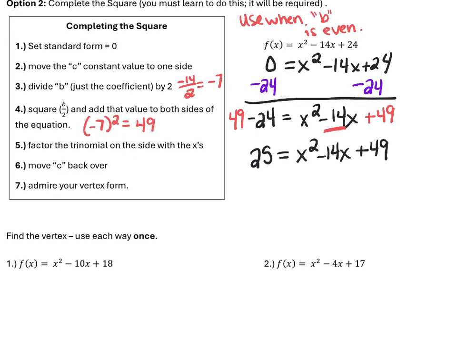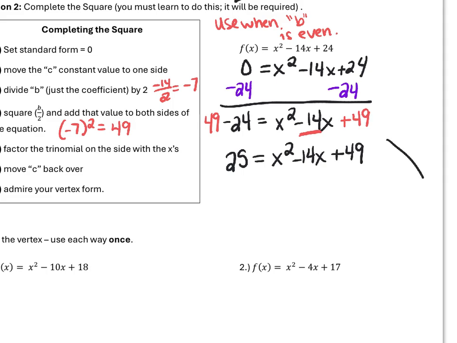What? Step 5 says factor the trinomial on the side with the x's. So we are going to factor this trinomial and rewrite it in factored form. What are my two numbers that multiply to 49 and add to negative 14? Yeah, negative 7, negative 7. And we will just rewrite this in factored form, which I could write like this, but I want this to look like a vertex form, so I'm going to rewrite it like this.